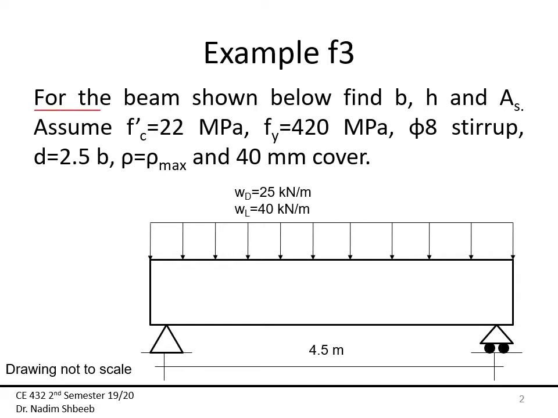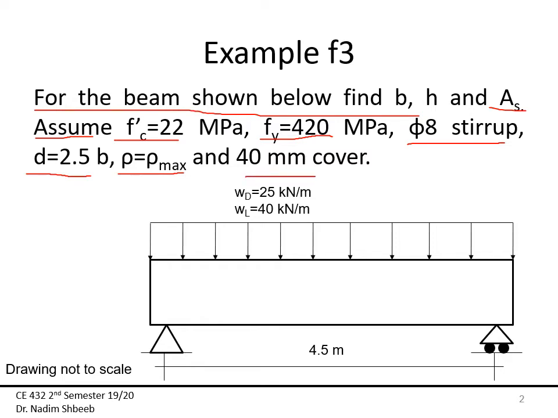For the beam shown below, we need to find B, H and the area of steel. Now I'm assuming a compressive strength for concrete of 22 megapascals. Yield strength of steel is 420 megapascals. I'm using phi 8 stirrups. I'm assuming D to be 2.5 B. Here I'm using my rho to be the same as rho max, and I'm going to use a 40 millimeter cover. Now the length of the beam center to center here is 4.5 meters. The dead load is 25 kilonewton per meter, and the live load is 40 kilonewton per meter.